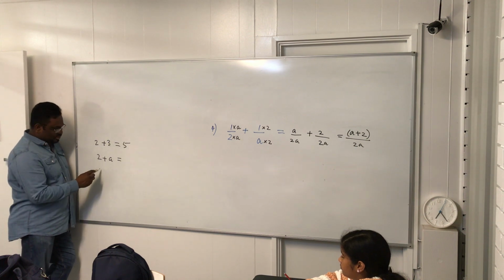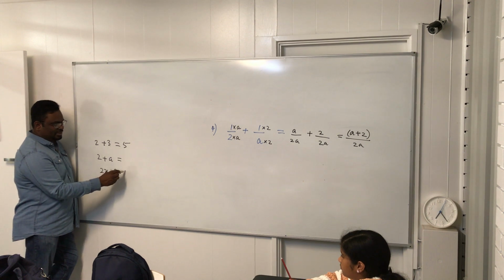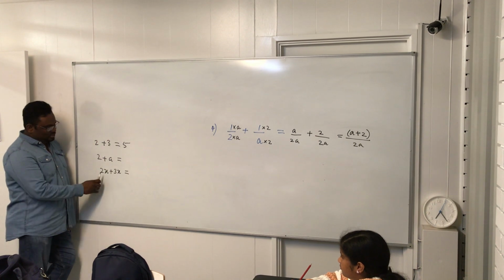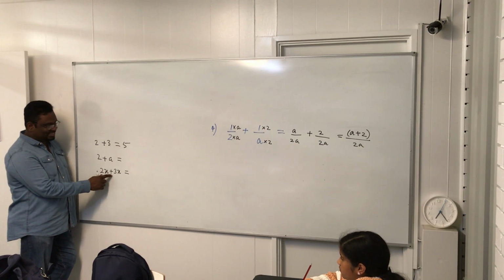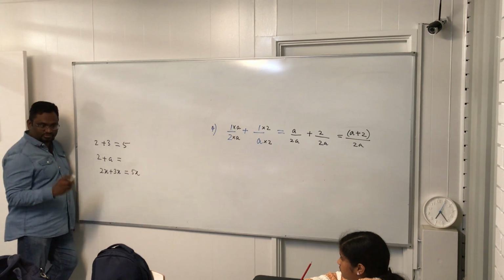Okay, now look at this. 2x plus 3x. Now you tell me. This donkey is a very important concept, okay? 2x plus 3x, what is that? 5x, right? How do you think? 2 donkeys plus 3 donkeys. Easy, 5 donkeys. That's how you do.